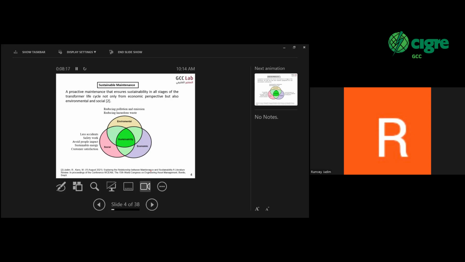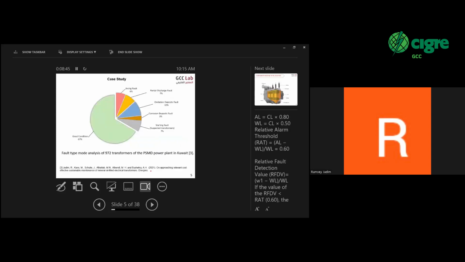We focused on this sustainable maintenance, and we published some articles about how to apply it. Of course, for the economy: lower maintenance cost, less expensive employees, and other things. This is the new development of sustainable maintenance.